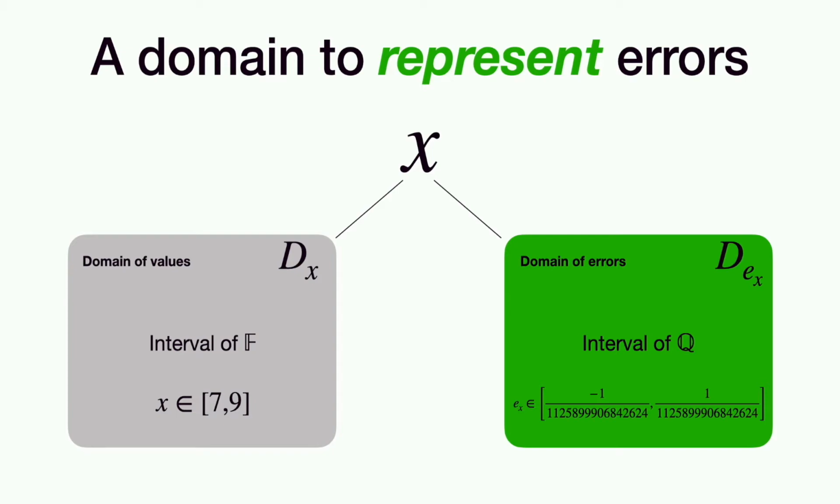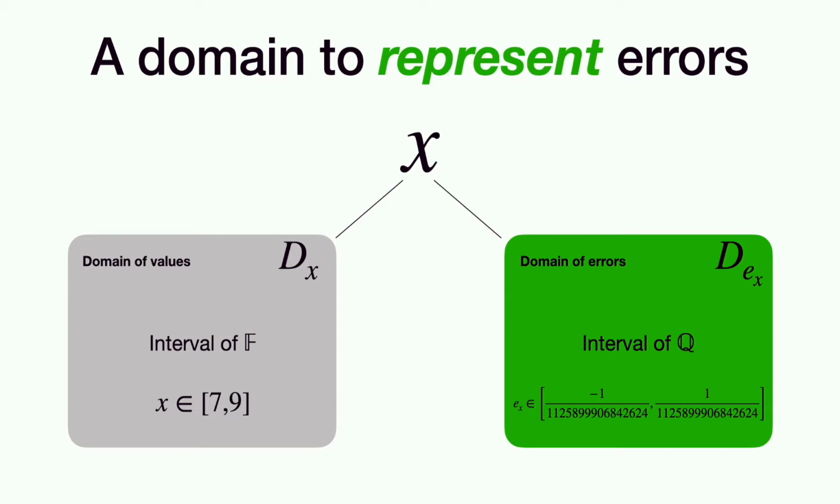But such a domain is not enough to also represent errors. Thus, we created a new domain called the domain of errors. It is represented by an interval of rational numbers. Here we have an example of the interval representing the initial error of variable x.